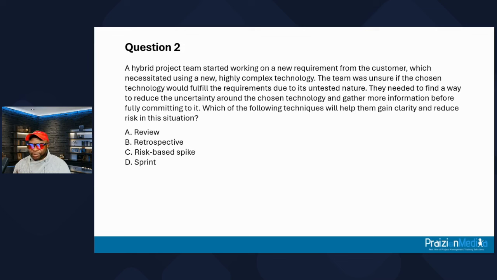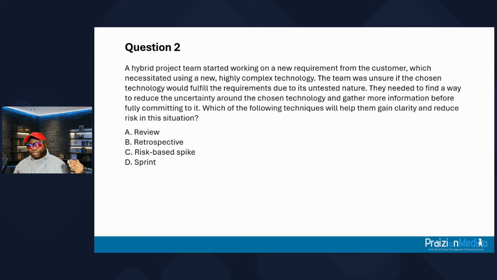All right. Time up. If you do need more time, don't hesitate to hit the pause button, but you've got to get quicker in reading. Remember, we've already taken a significant amount of time to read the question. So the best answer here, my friends, is C. It's risk-based spike. It says, which of the following techniques will help gain clarity and reduce risk?